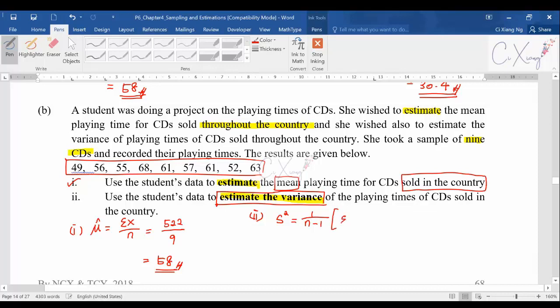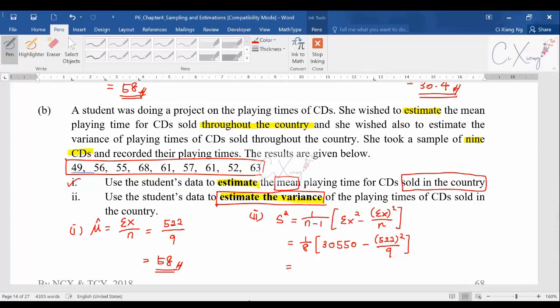Then the formula is summation x squared minus summation x, bracket squared, divided by n. So 1 over n minus 1 is 1 over 8. Summation of x squared, right? You can look at the value that you get from part A, which is 30550, minus summation of x, which is 522 squared divided by 9. So this is the first formula that I applied for the variance value.